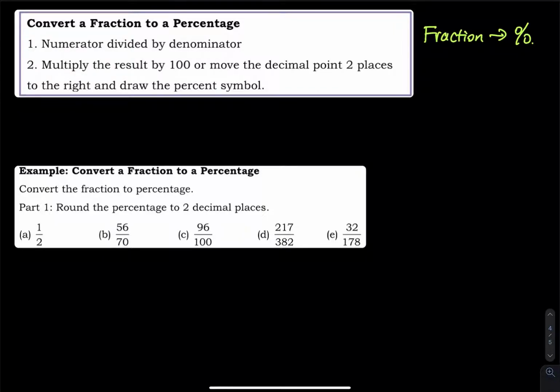In this video, we are going to talk about how to convert a fraction to a percent. So there are two steps. The first one is numerator divided by denominator, and then you have a decimal. You multiply that decimal by 100, or you simply move the decimal point 2 steps to the right, and then you add the percentage symbol on the right-hand side.